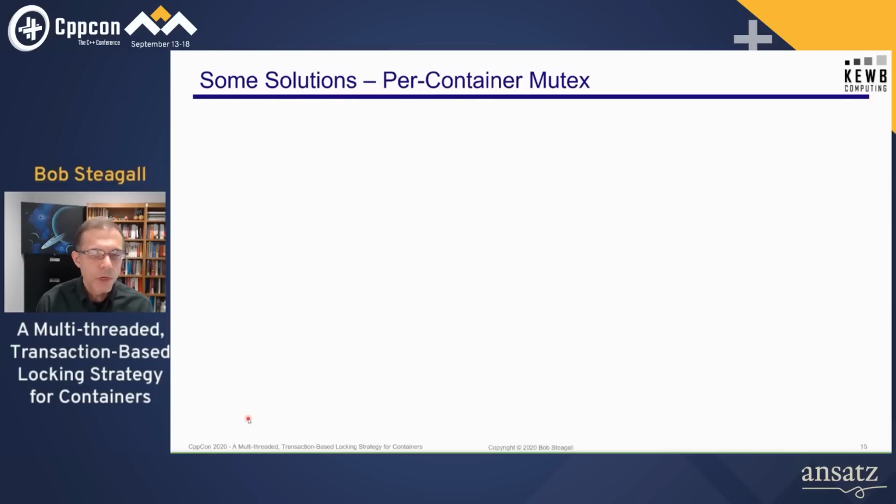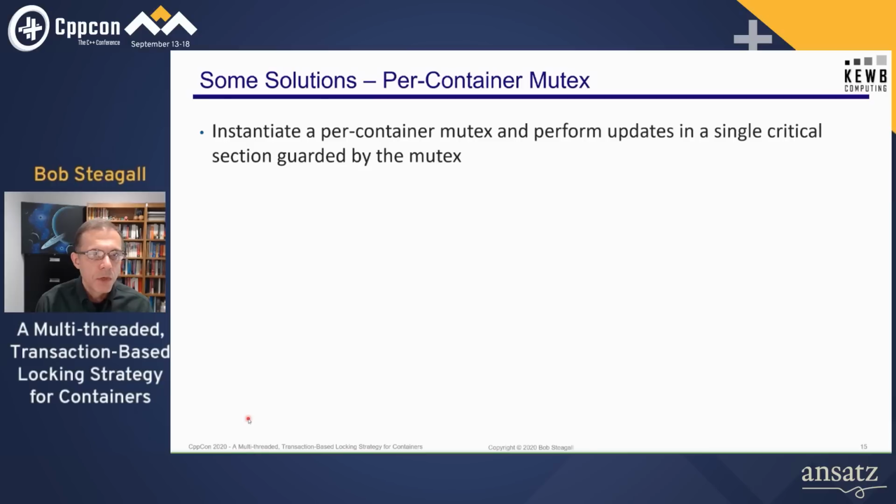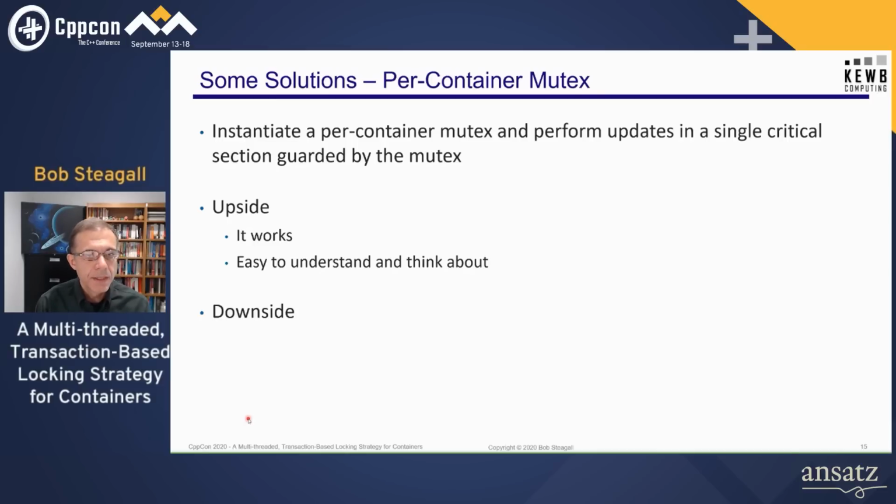So what are some ways that we can solve this problem? Well, the first thing that might come to mind is a per-container mutex. We create a container, we create a mutex for the container, and we perform updates in a single critical section that's guarded by the mutex. The upside to this is that it works. It's easy to understand and it's easy to reason about. The downside, however, is this does not scale.